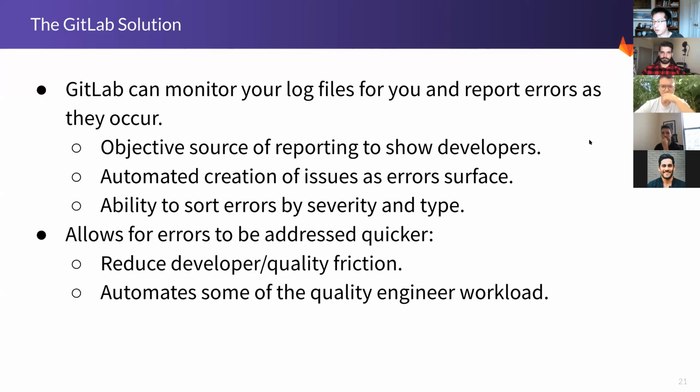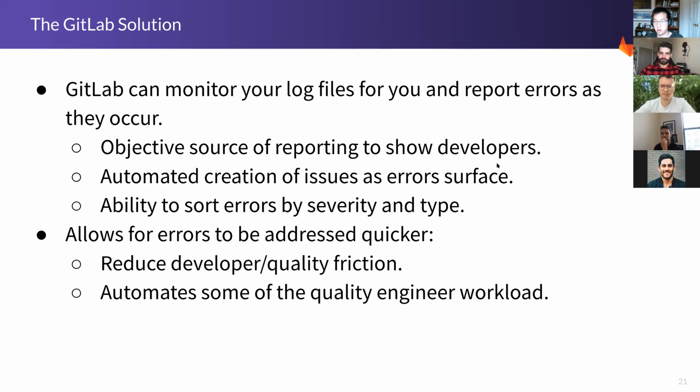I don't have to have some QE person log into the machine and look through this 5,000 page block of text and try to figure out when the mistake happened, right? Immediately as the mistake happens, because GitLab is looking at your log files in real time, it can automate the creation of an issue. The reason this is good is, one, this saves QE a lot of time. Two, this is an objective source of reporting to show developers.